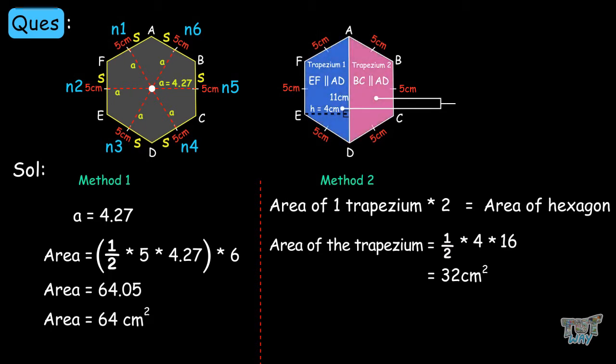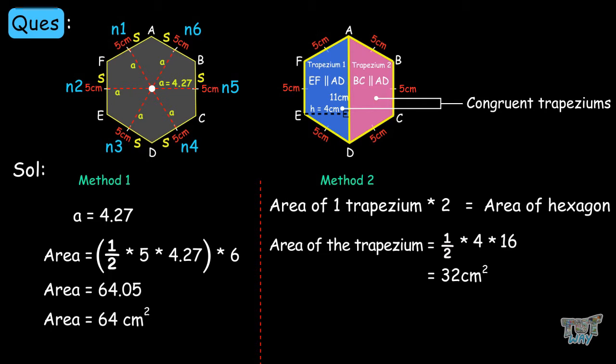I repeat, why are they congruent? Both trapeziums have one side that is common, that is congruent with the other. And they both have side lengths of 5 centimeters. And the other parallel sides, EF and BC, of both the trapeziums are also the same. Both are 5 centimeters. So all sides of the trapeziums are the same.